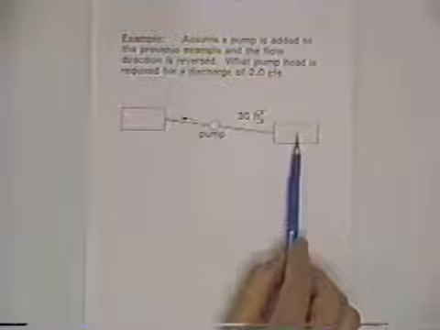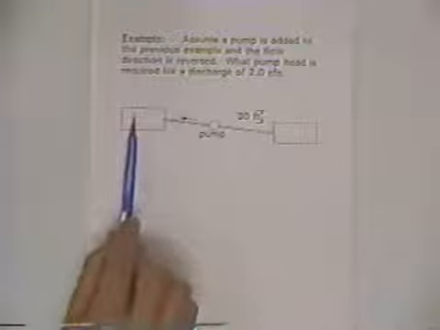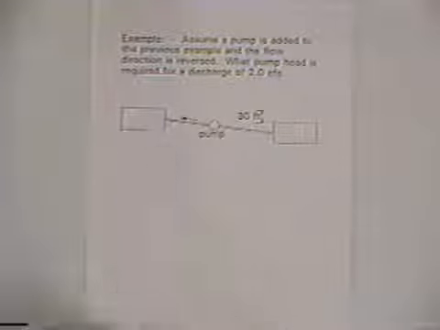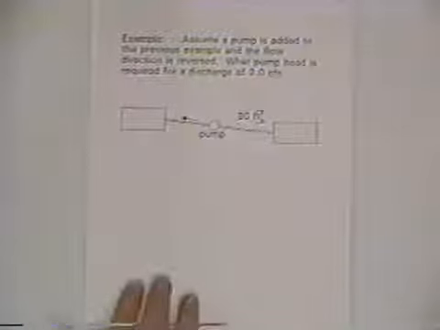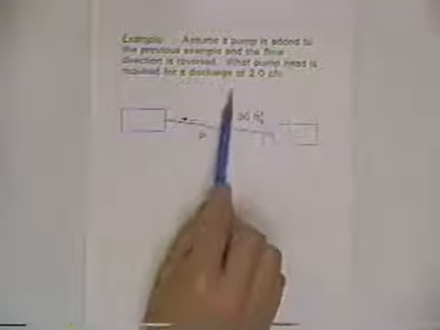Okay, we enjoyed the problem so much, we're going to do it all over again. The only thing we're going to do differently is we want the water to go the opposite way. Now, water normally runs downhill, and so to get the water to go from a storage facility that has a lower water surface up to a higher storage facility, we're going to have to put in a pump. So we want to assume a pump is added to this example, and we're going to make the water flow the opposite way now with the pump. And what pump head is required for a discharge of 2 cubic feet per second?